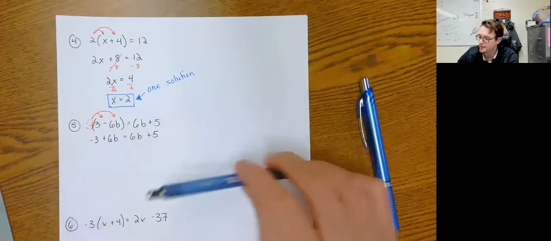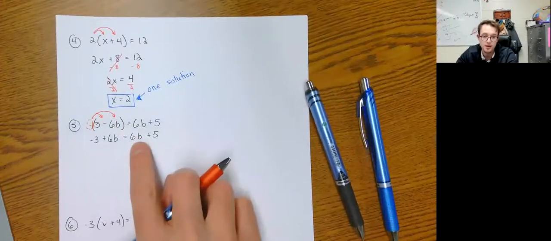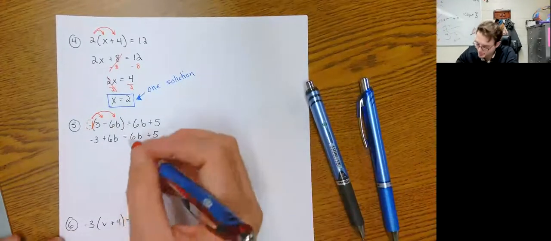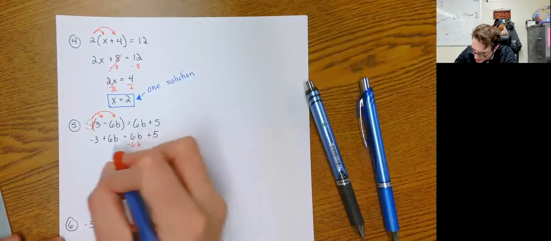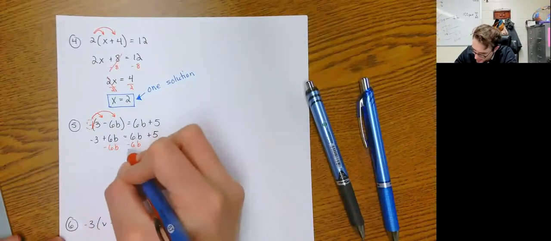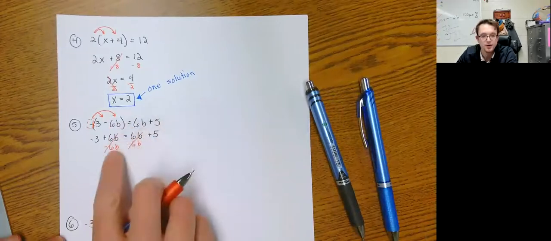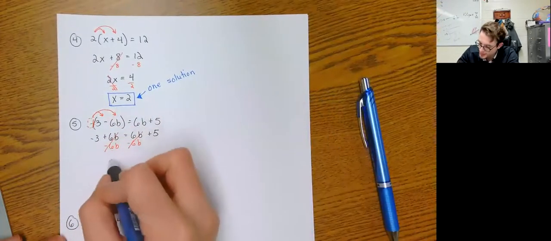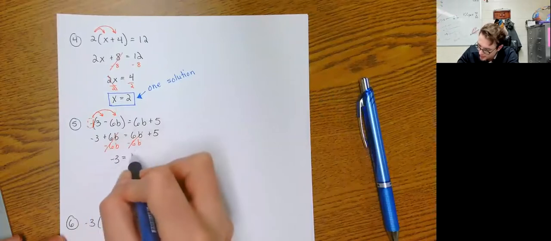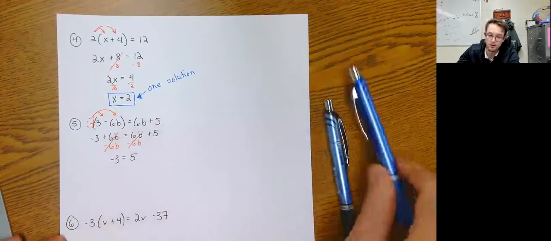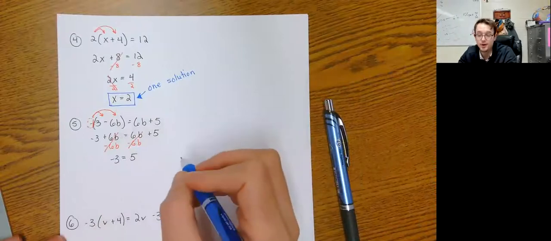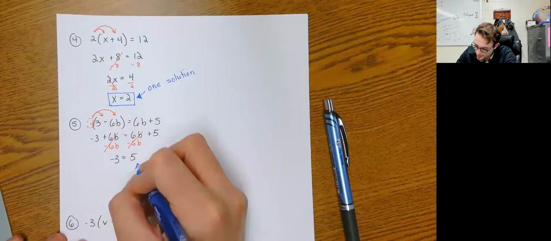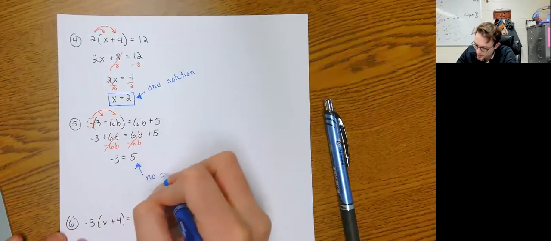All right, so let's cancel out things we don't want. I always cancel out the variables on the right side first. So minus 6b, minus 6b. Cancels out, cancels out. Uh-oh, they're both gone. So I'm going to drop down what I have left over, which is -3 equals 5. Well, I don't think -3 equals 5. I don't think that is true at all. So this is no solution.